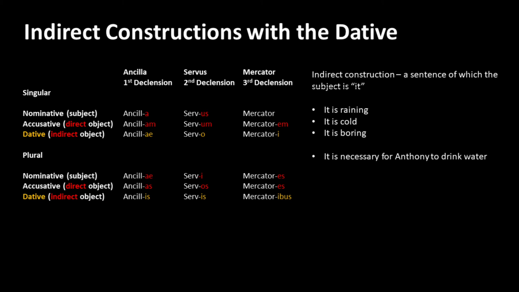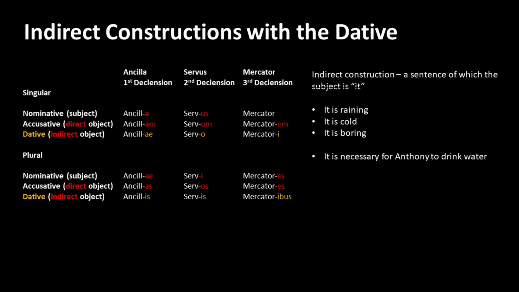This last, it is necessary for Anthony to drink water, is a very clumsy construction in English, and whenever you see a sentence like this, you can be sure that someone has been learning Latin or is imitating someone else who has been learning Latin. This last type of construction doesn't work well in English and is generally to be avoided. However, it is a fair reflection of how things are done in Latin.